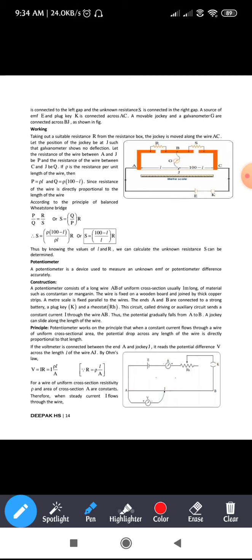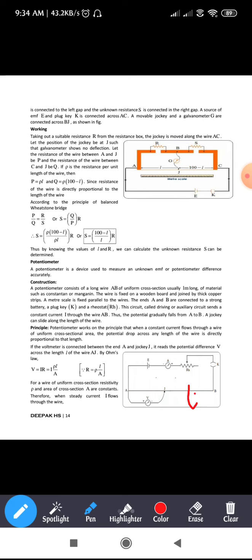Let me make it clear. See here, let us say I am sliding the jockey from terminal A moving towards terminal B. Let us say that at J I am going to stop and read the voltmeter reading. Let us say the voltmeter shows 2 volt. Next, I'll slide the jockey towards B. So what happens?